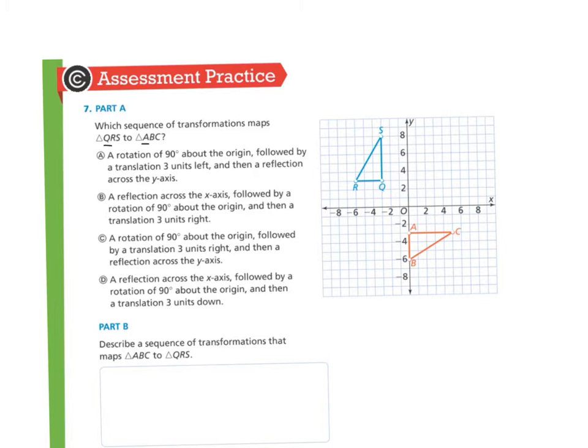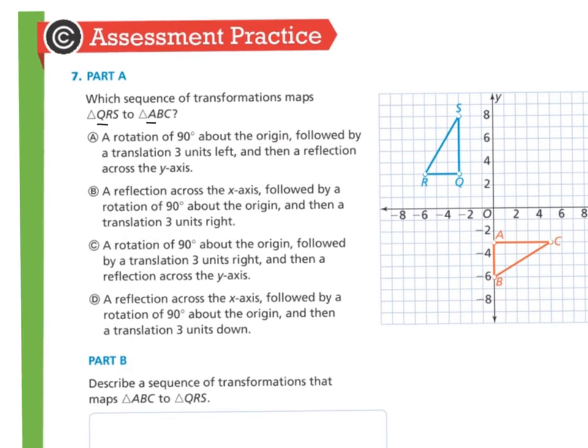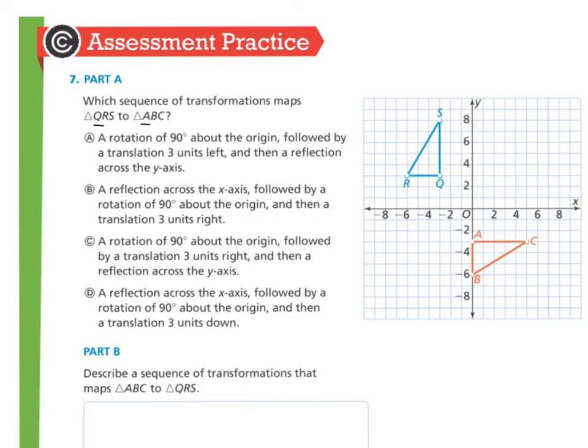If we can kind of visualize. So since it's multiple choice here, if you want to just go through the options and see what happens. For A, we're starting with QRS. We're starting with this blue triangle. And I guess rather than QRS, maybe I'm going to label these ABC just to keep track of what's matching with what here.